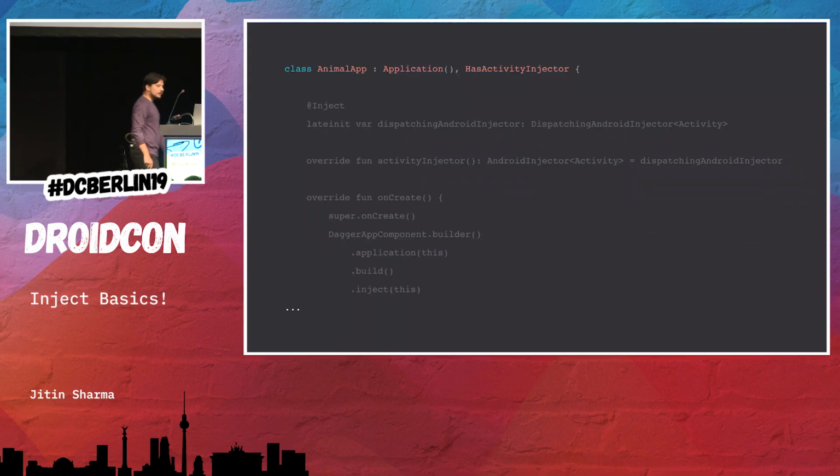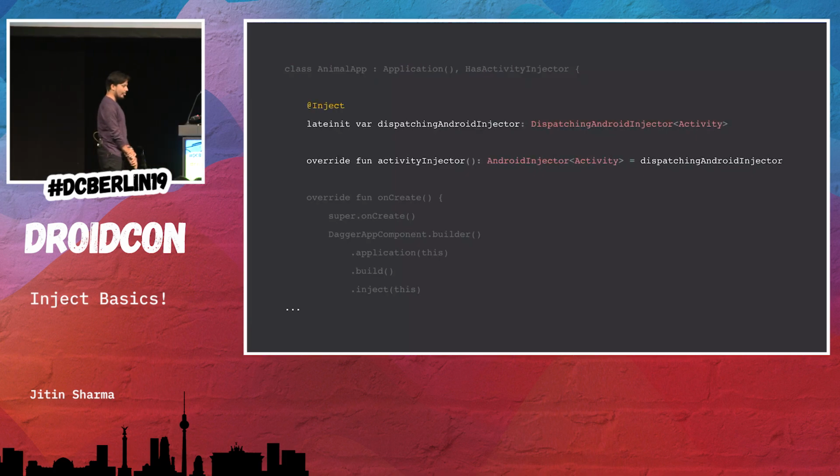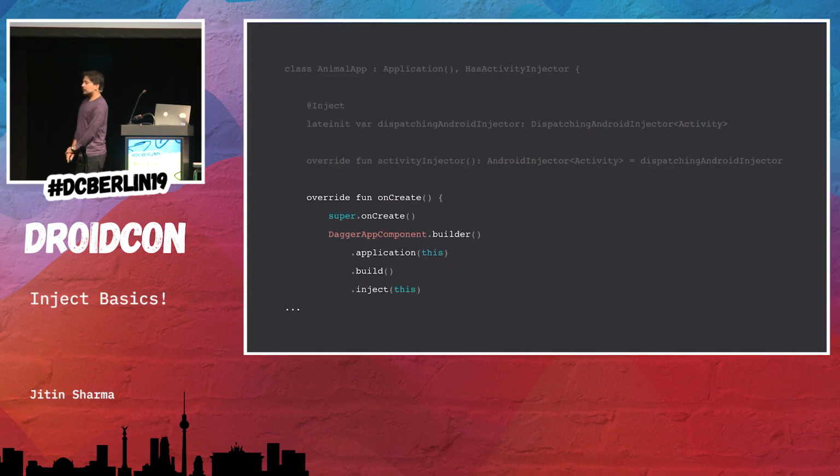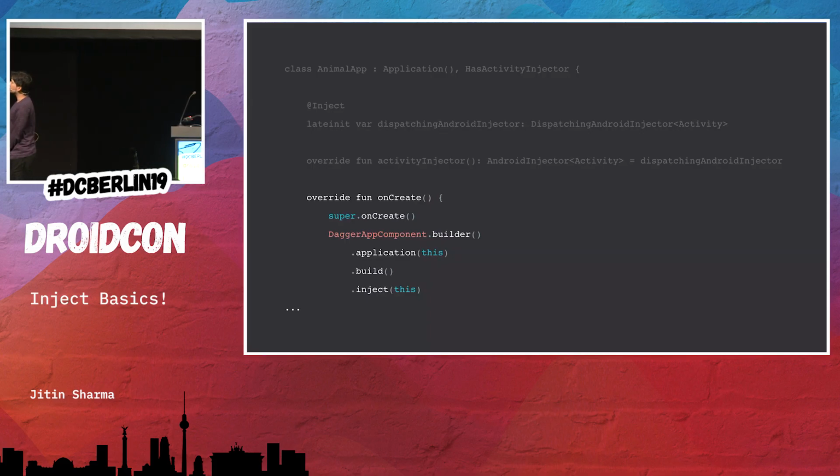So at application level, let's say I want to inject dependencies in an activity. I will implement the interface called HasActivityInjector. It asks for an override function called activityInjector, because I need an activity injector. I'll just inject it using a variable. I'll tell you where that comes from. And we build the main component. This is the only component which will be built in your whole code. There are no other components which are going to be built.